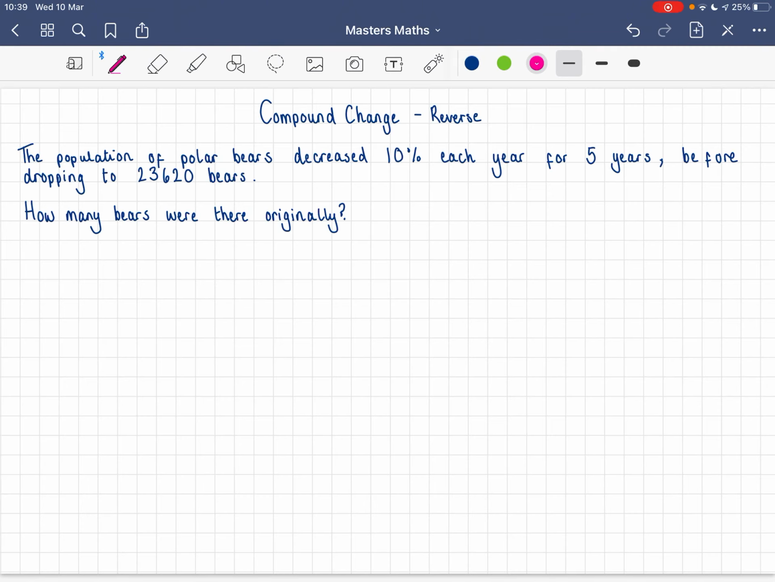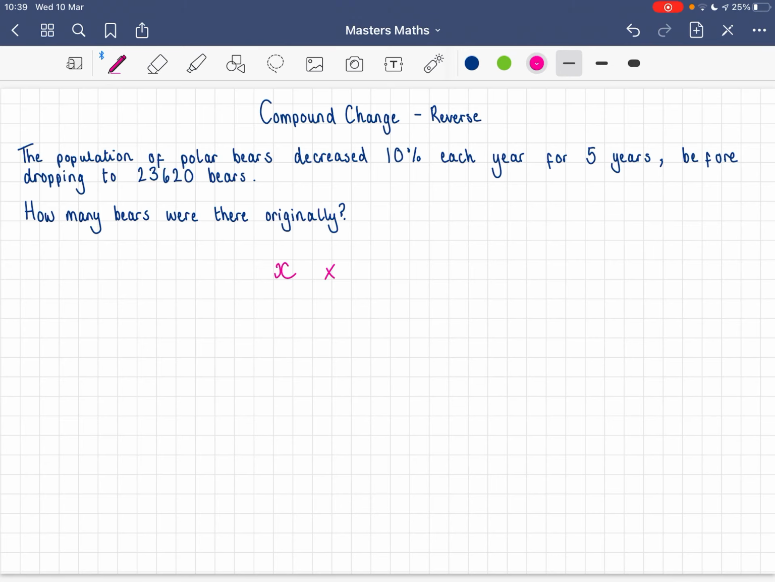Okay, so I hope you've paused the video, and now I'm going to go through what the solution was. Setting it up the same way as we did previously, the number of bears there were originally is the unknown, the value we're trying to work out. So I'm going to call that x.